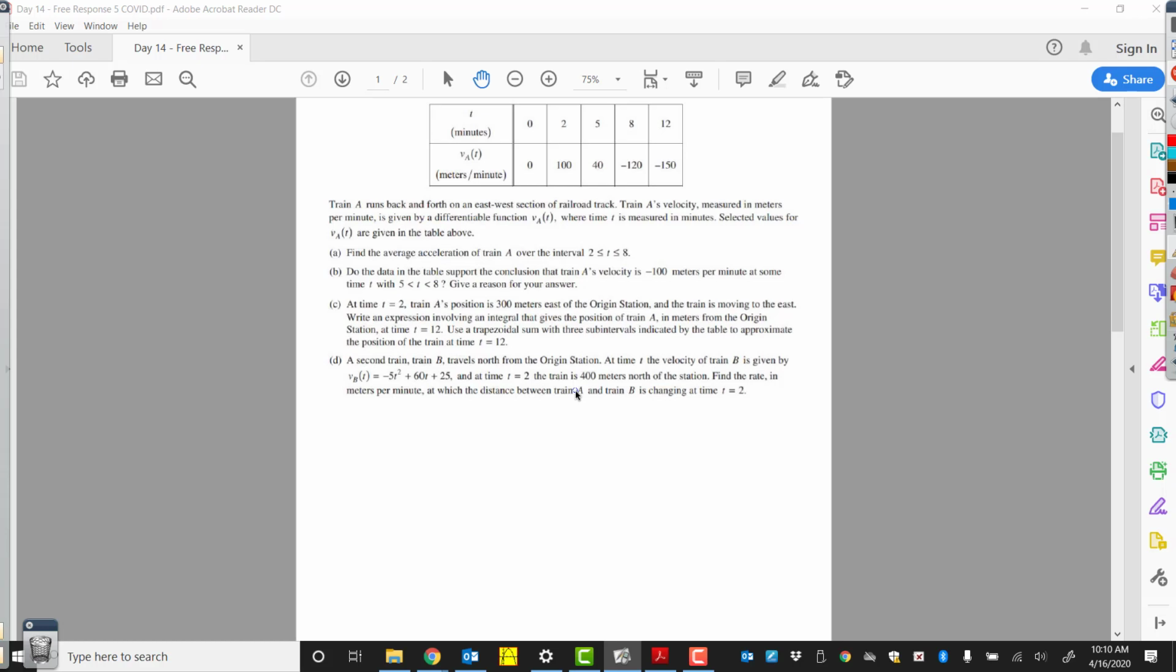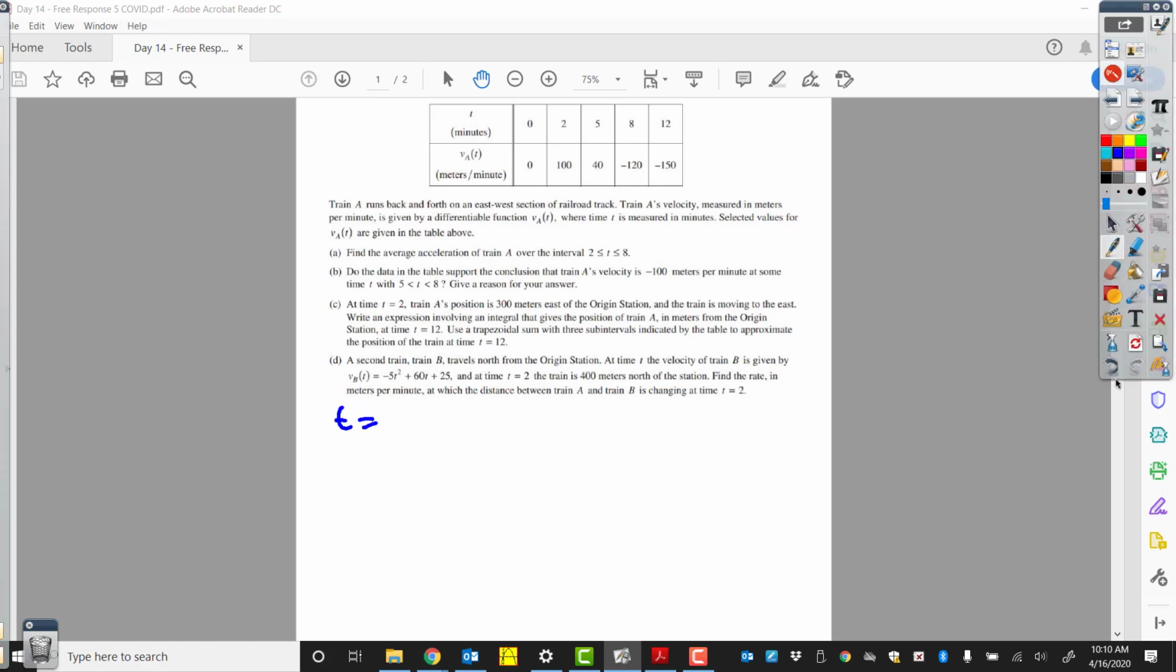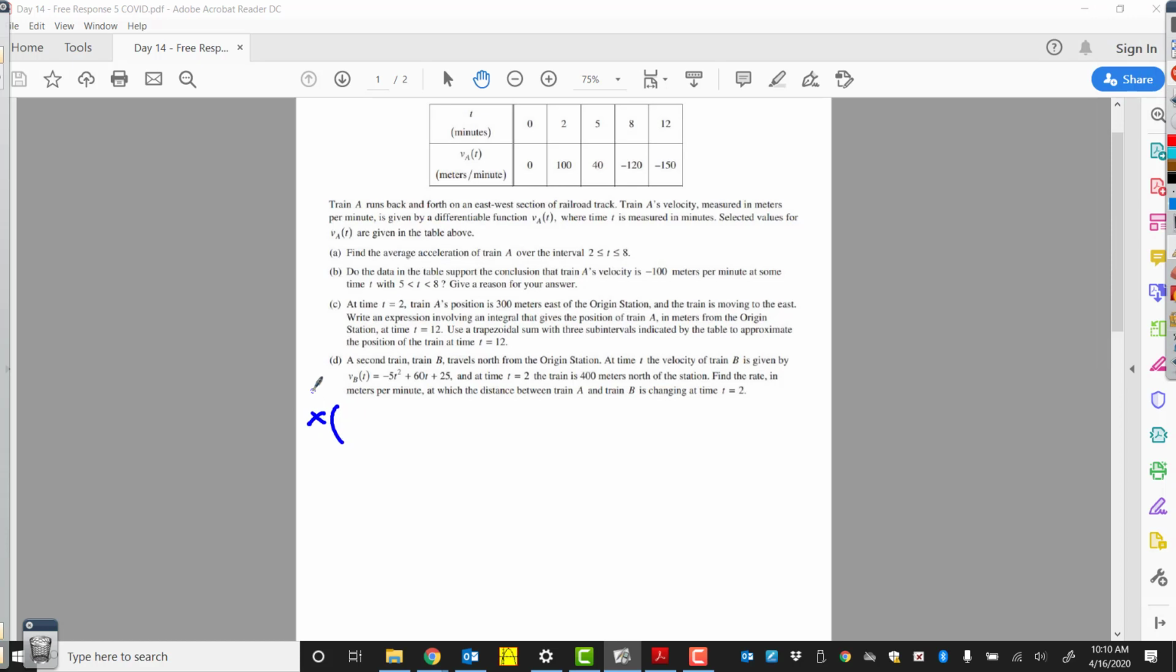So it's saying that we know at time t equals 2, let's put it this way. We know that if x is the position, then x of 2 is 300. Okay, we'll say the east is positive in this case.